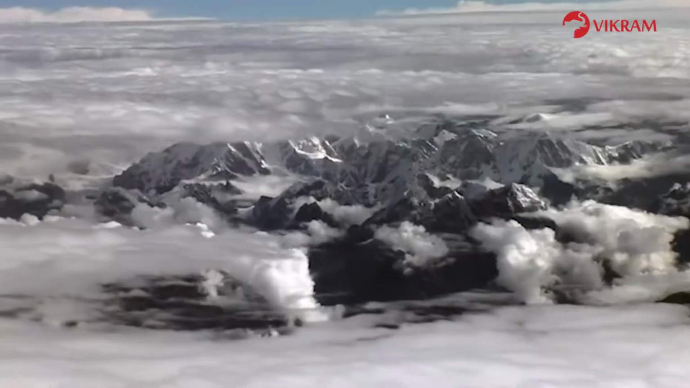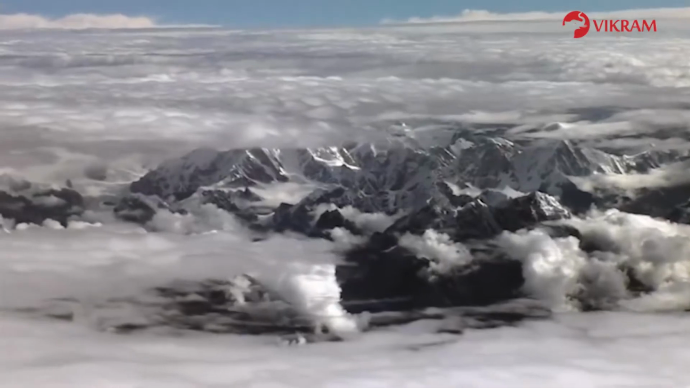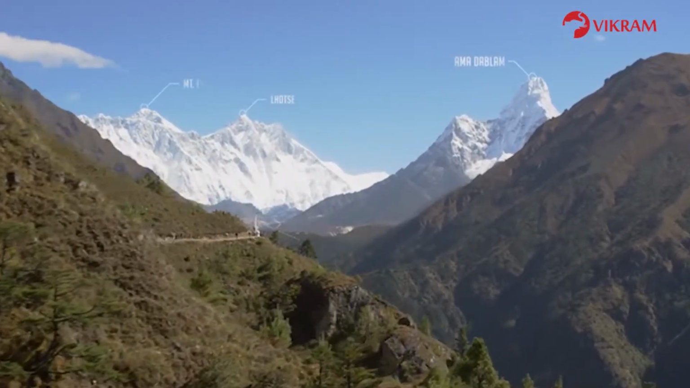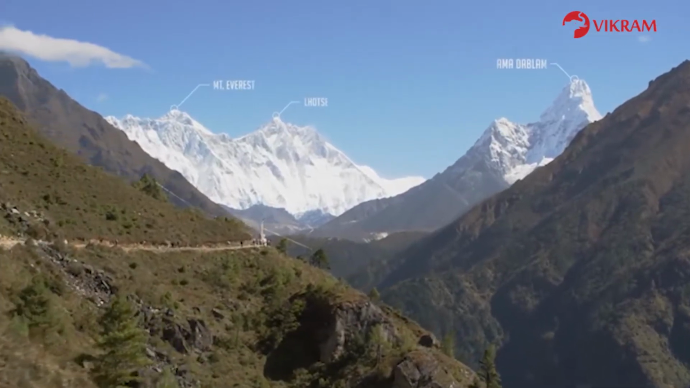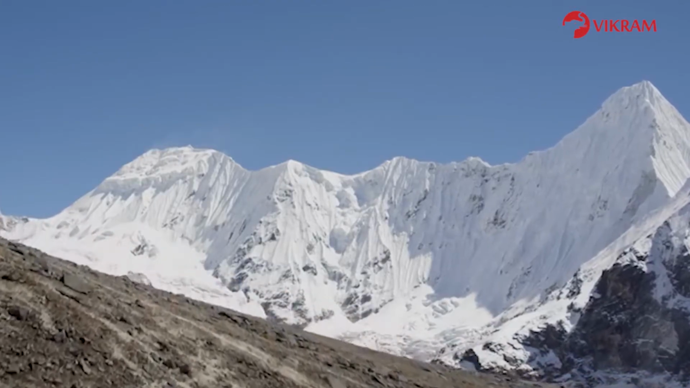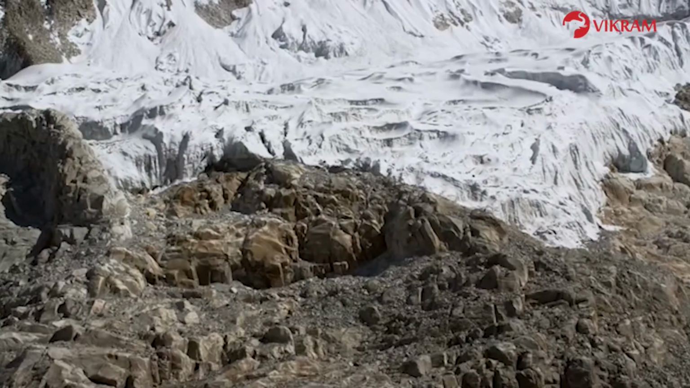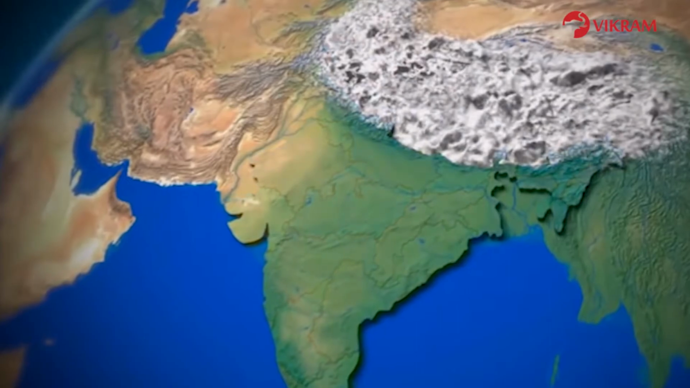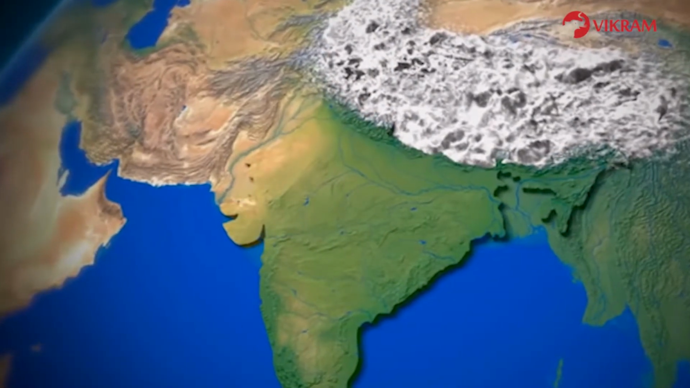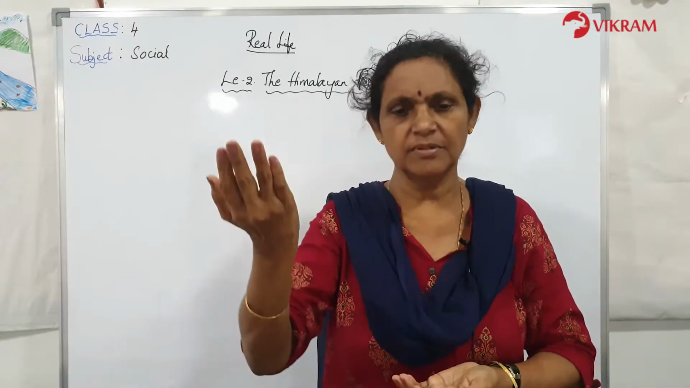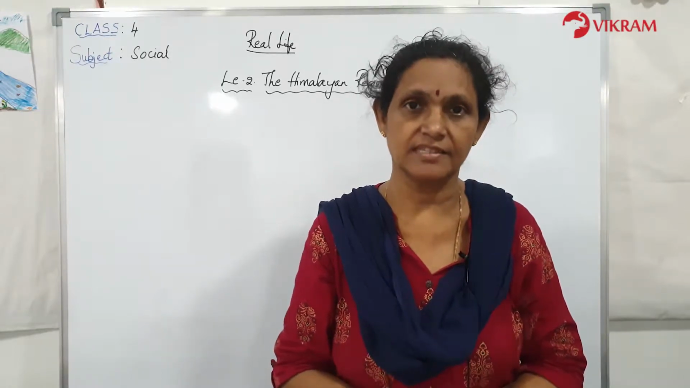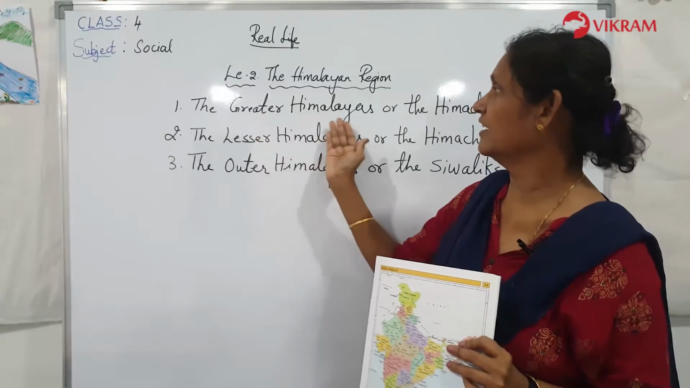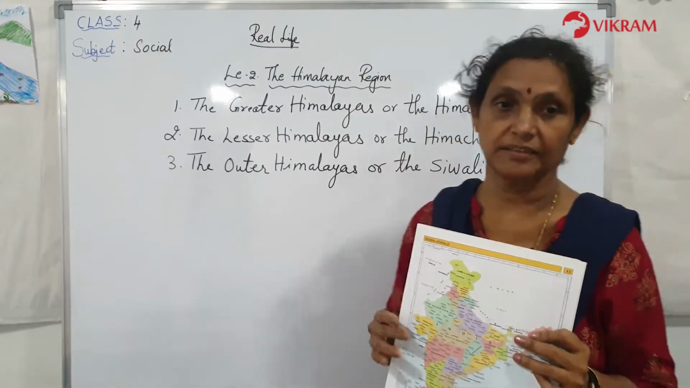The Himalayas comprise 3 parallel ranges marked with deep valleys and plateaus from north to the south. They are the Greater Himalayas or the Himadri, the Lesser Himalayas or the Himachal, and the Outer Himalayas or the Shivaliks. Let us discuss the first point, the Greater Himalayas or the Himadri.